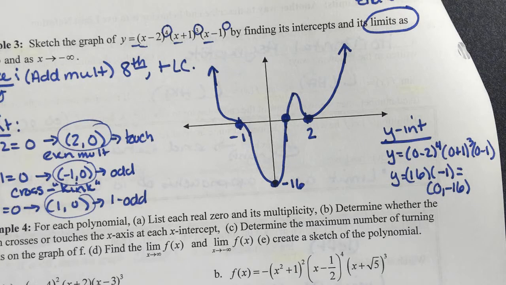But there are going to be consistencies among all of our pictures, and that's what I'll be looking for. Your end behavior is going in the correct direction. You're crossing and touching the x-axis in the correct places, along with the y-intercept. So any questions on how I did a sketch of this particular polynomial function?